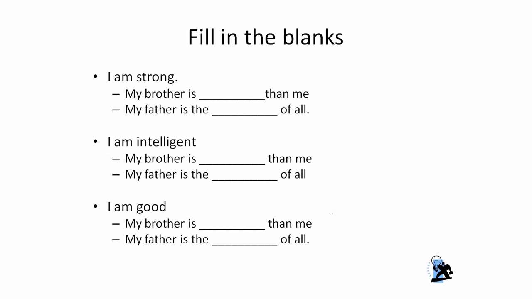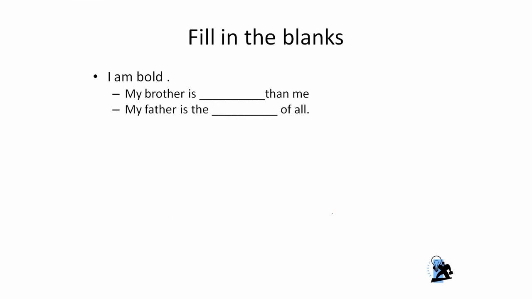Next one. I am good. My brother is dash than me. My father is the dash of all. I am bold. My brother is dash than me. My brother is bolder than me. Bolder because we are comparing brother and myself. Next one. My father is the dash of all. My father is the boldest of all.